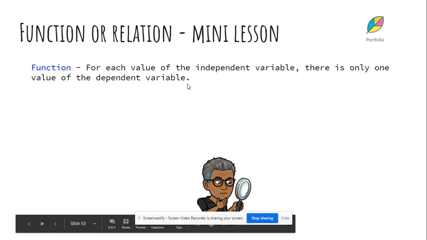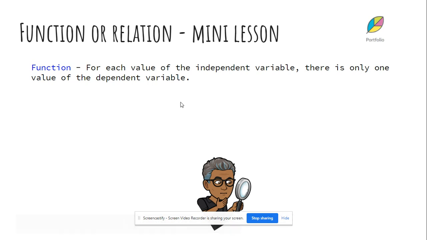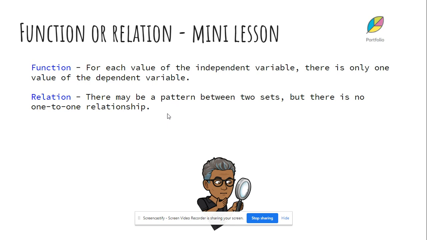dependent variable. Usually we talk about the independent variable as x and then the dependent variable as f of x, or the input and the output. So for every input, there is only one output, and that is the connection with a function. A relation is there may be a pattern between two sets, but there's no one-to-one relationship. We're going to do these via examples to clarify it.